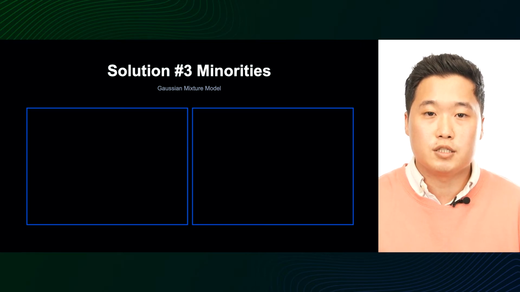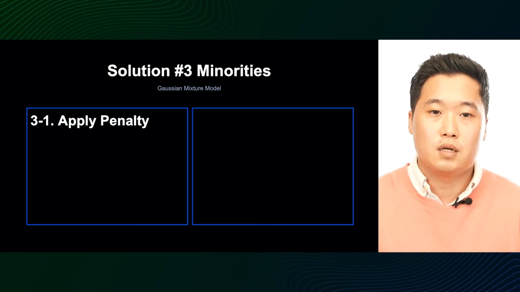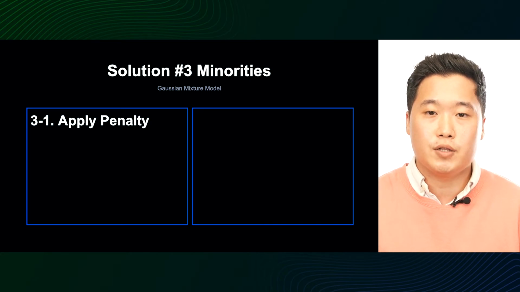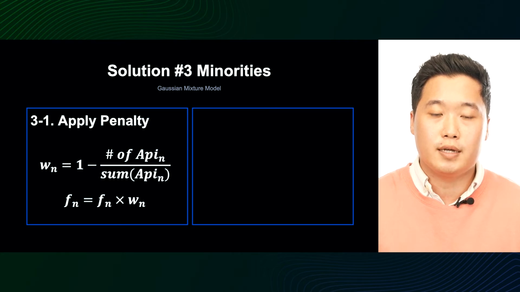The third challenge could be overcome by two kinds of fixes. First, we applied a penalty on the feature value based on its amount of usage. The penalty was calculated as a complementary value of the rate of each API usage. The penalty was simply multiplied to the feature value, so the highly used API feature gets a big reduction, while a lightly used API feature gets an insignificant reduction.